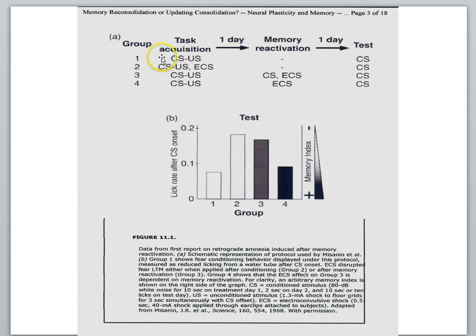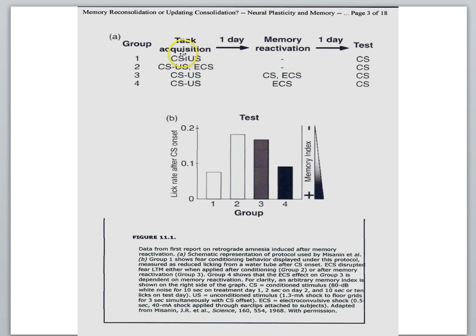So here's the design of the study here. 4 groups of rats, and here's task acquisition. So you've got the tone shock, right? On day 1. We'll just take a look at group 1. Then nothing's going to happen the next day, so they're not going to have a reminder of that learning experience, and they're just going to be tested the following day. So the test is going to be the CS alone, the tone alone, and then they're going to be measuring to what extent the rat is going to stop its licking when it hears the tone.